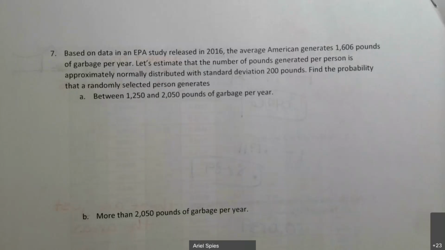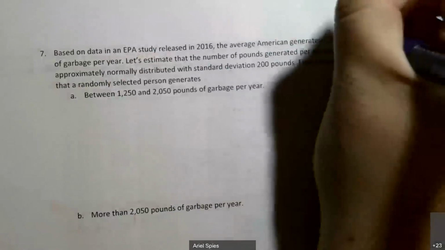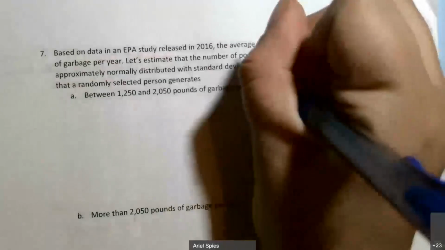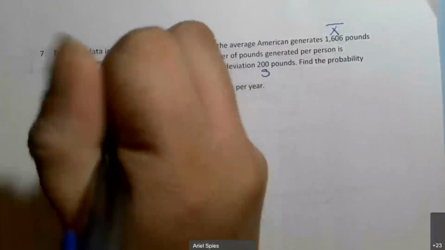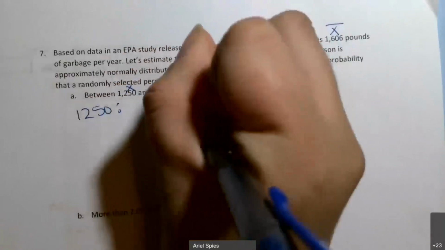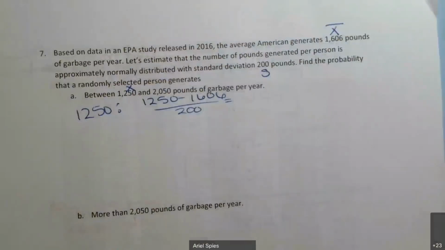So the first part, I need to go individually find my z-score for the 1,250 and then again for the 2,500. So reading this problem, I know the 1606 is my x bar, that's the average amount of waste. My standard deviation is the 200. And then I'm going to first find it for the 1250. So that's going to be my first x value I'm going to go ahead and plug in. So I have the 1250 minus 1606 divided by 200. And I want to get that z-score.